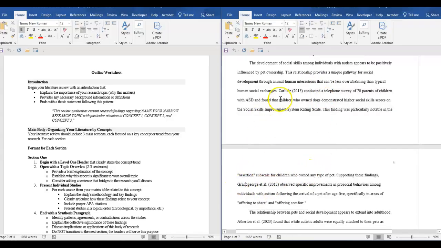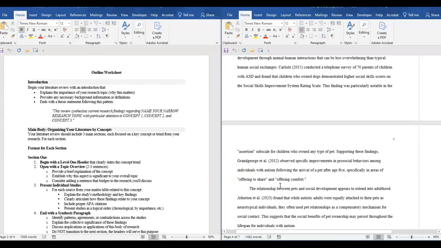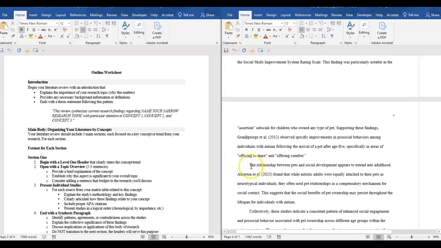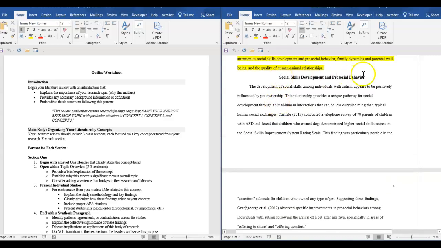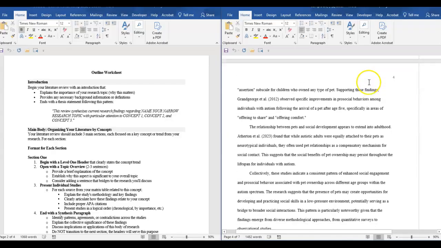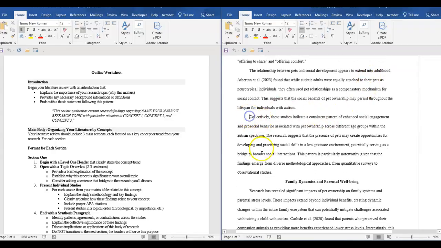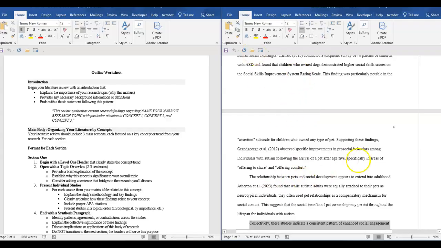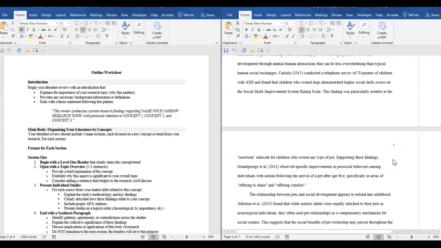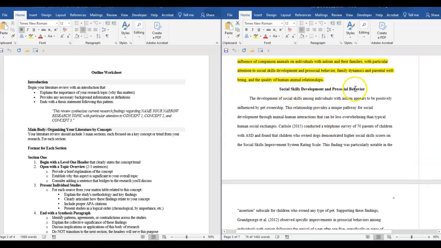You'll say, oh, not only did Carlisle look at that, but Grand George et al. 2012 also looked at that. And then here I continue on with yet a 3rd study that covered this particular research trend. All right. And then here I synthesize and I say, how are these studies alike and how are they different? Collectively, these studies indicate a consistent pattern of enhanced social engagement. So I go back and I discuss how are these 3 studies similar, how are they different in relationship to this topic. Okay?